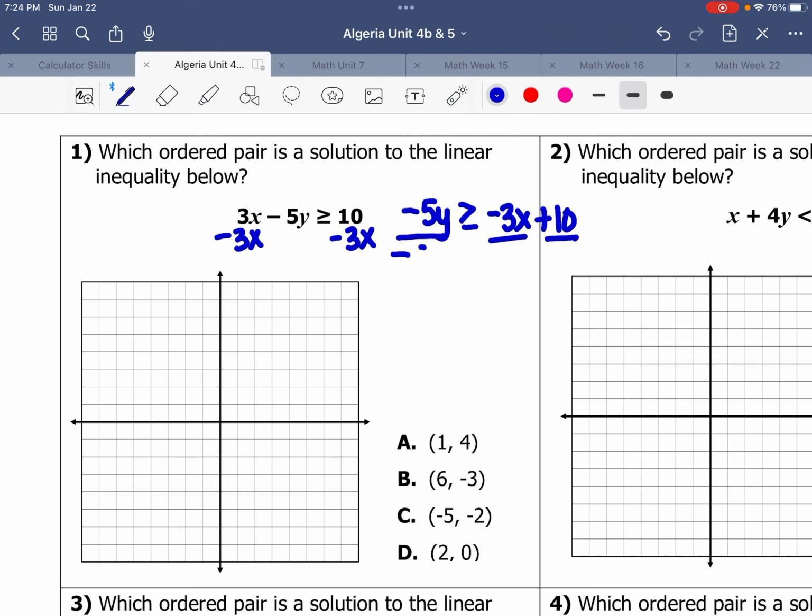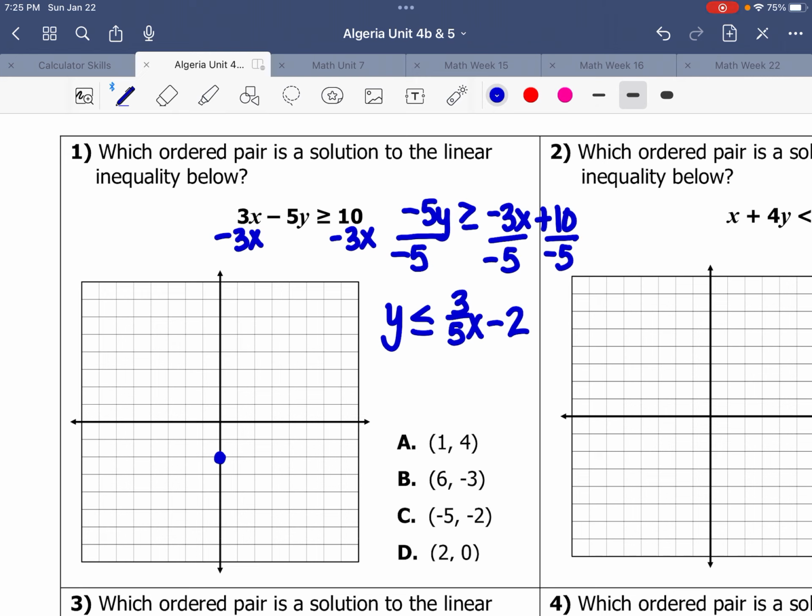We're going to be dividing by a negative, which means that inequality symbol must flip around. So we wind up with y is less than or equal to negative divided by a negative is a positive, so that's 3/5 x. Positive divided by a negative is a negative, so that's a negative 2. So we'll graph that, starting with the y-intercept at negative 2, and then going by the slope of 3/5, which means I'm going to rise 3 and run 5.